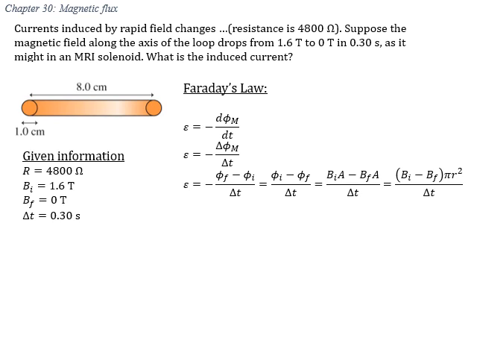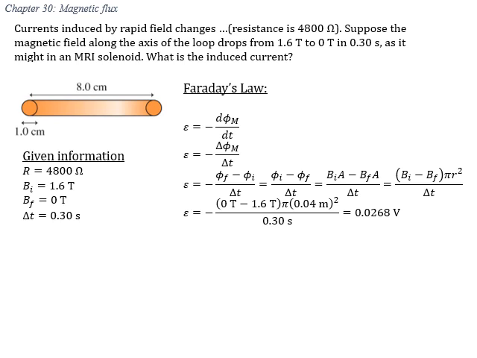So now we have all of our information and we can fill in our numbers. So our initial and final magnetic fields are 1.6 and 0 teslas. The diameter of the loop is 8 centimeters, so the radius is 4 centimeters or 0.04 meters, and we divide that by the change in time, which is 0.3 seconds. That gives us an induced electric potential of 0.0268 volts.